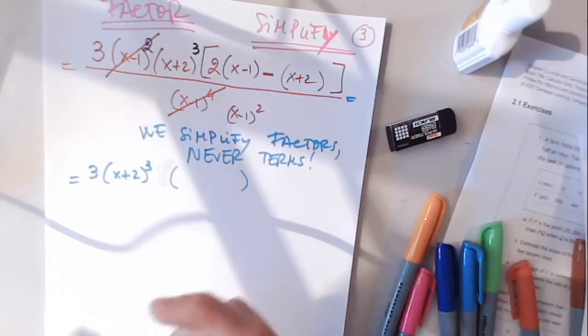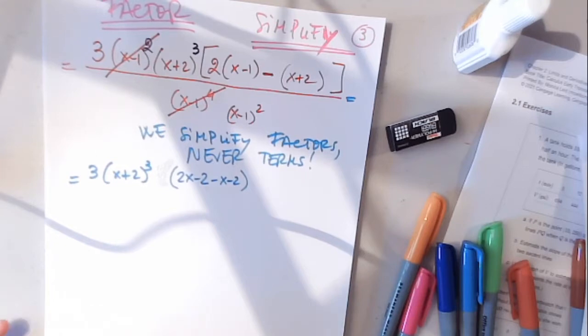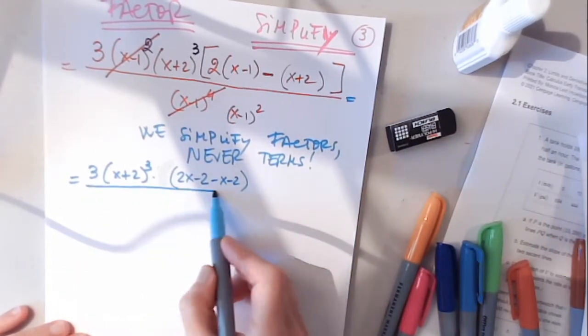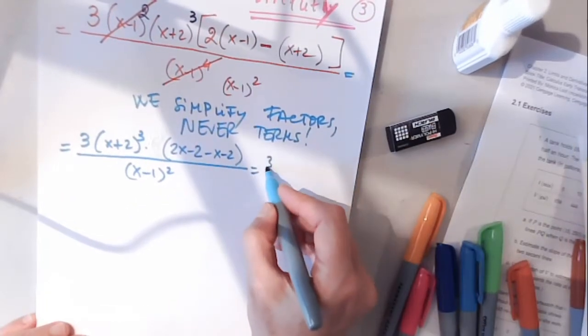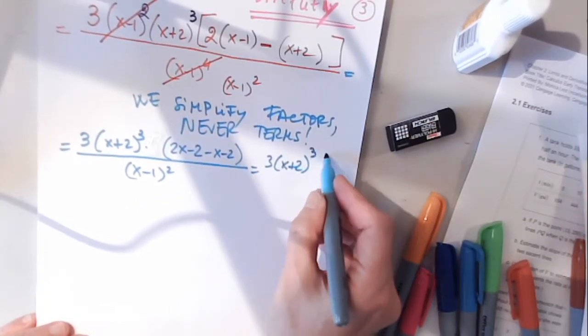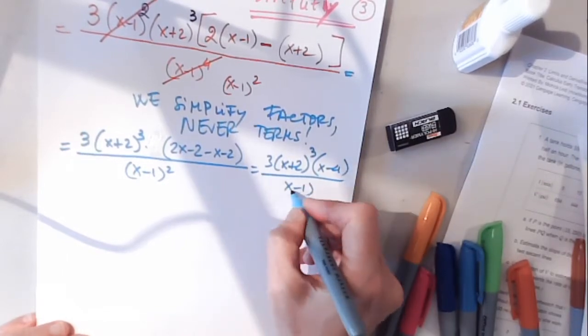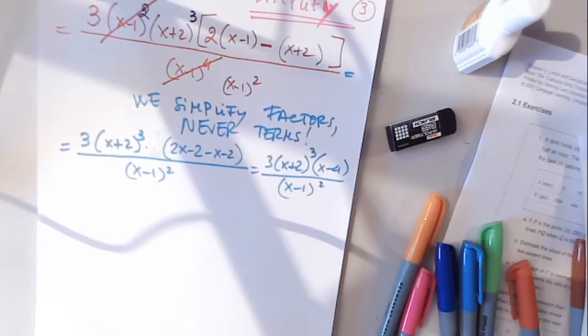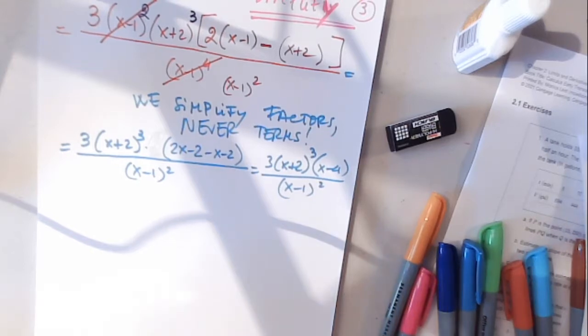And we have 2x minus 2 minus x minus 2. Of course, this is multiplied over x minus 1 squared. And finally, we have 3(x plus 2) cubed (x minus 4) over (x minus 1) squared. Extremely important type of simplification by factoring that is extremely useful for chapters, especially 4.